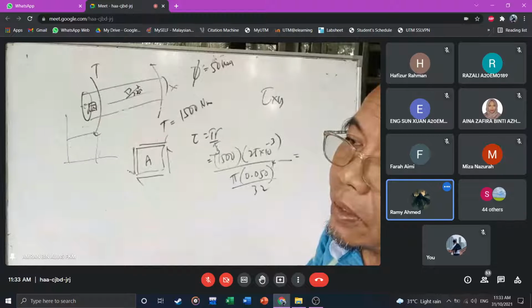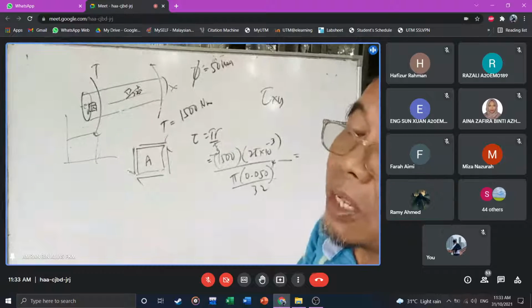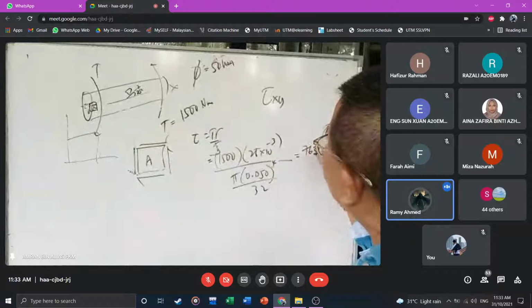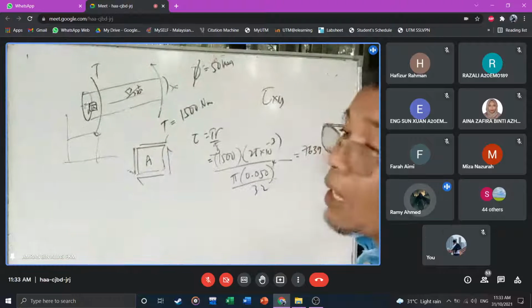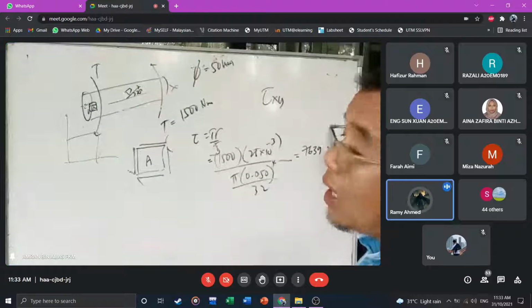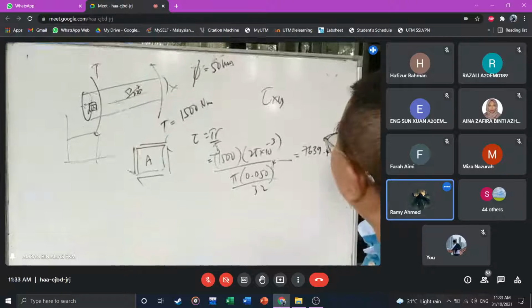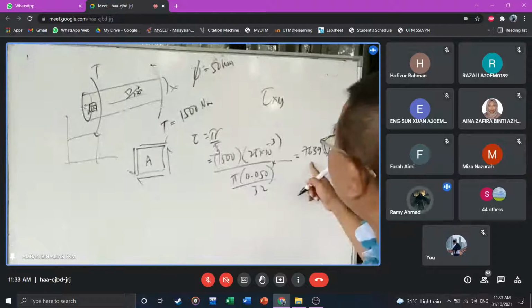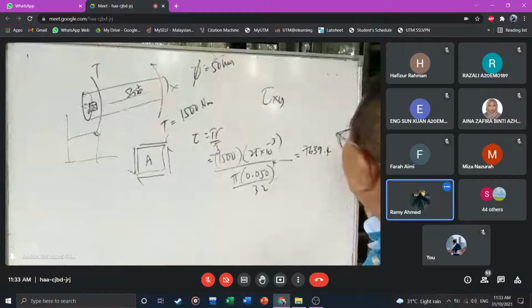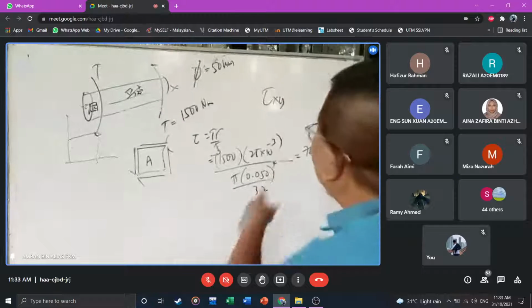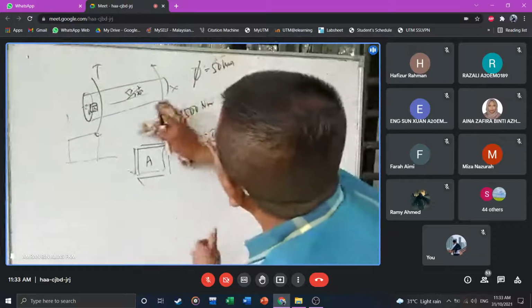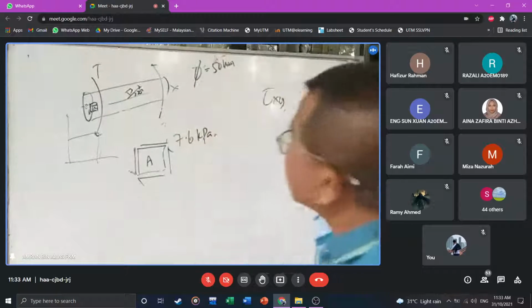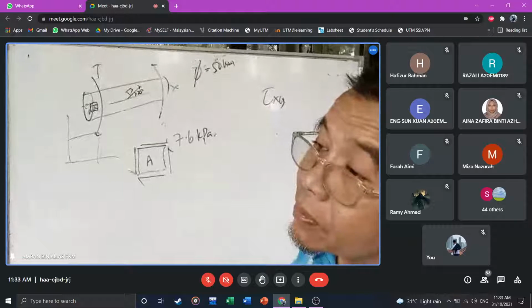7,639 Newton meter. So what do we have here? What do I write there? So that value is what? 7.6 kilopascal. Is that correct? Yes.